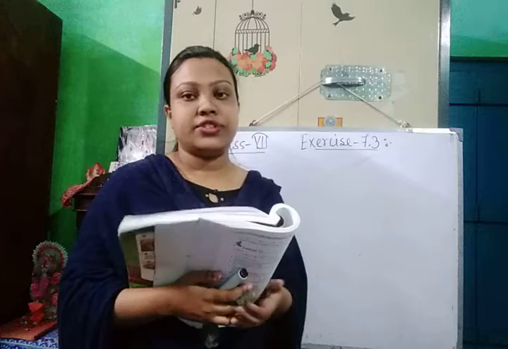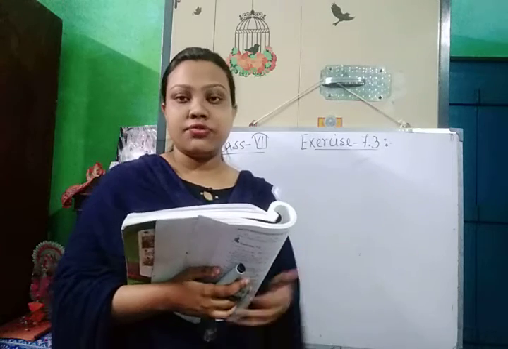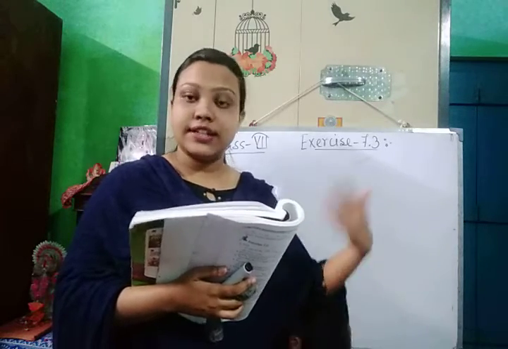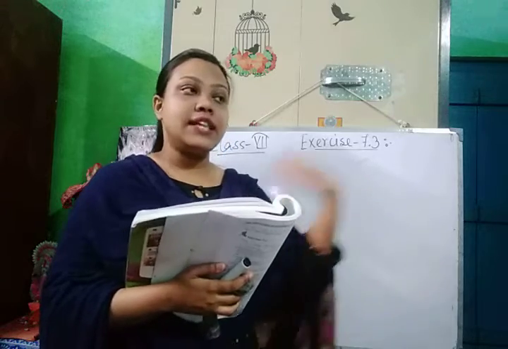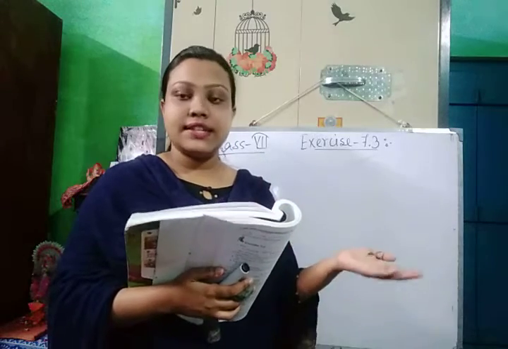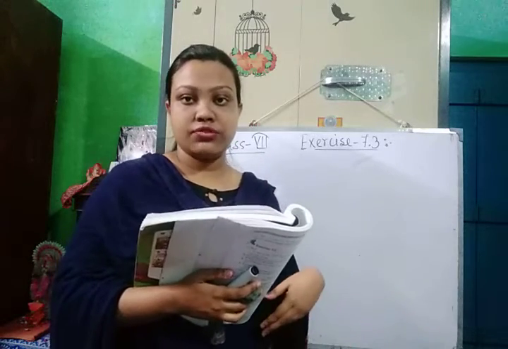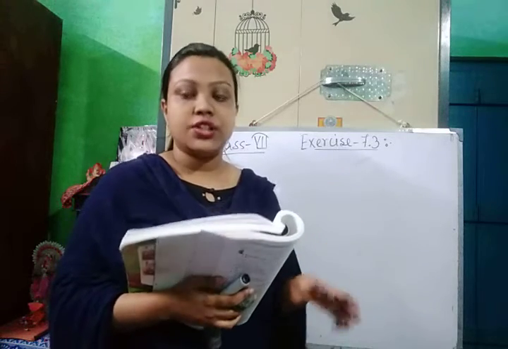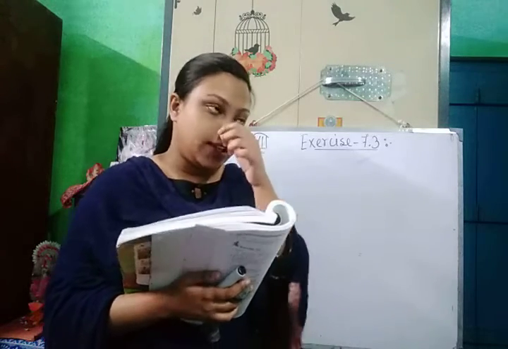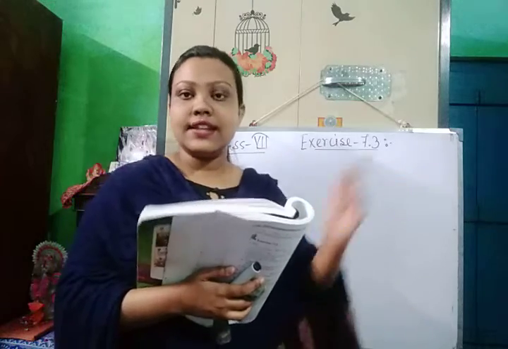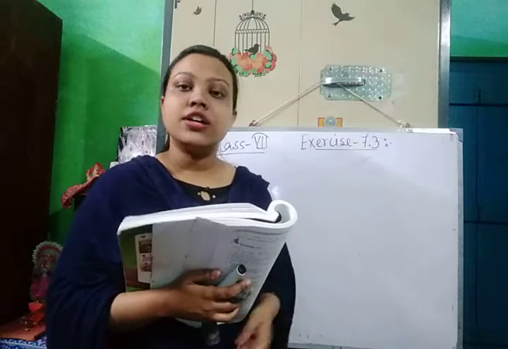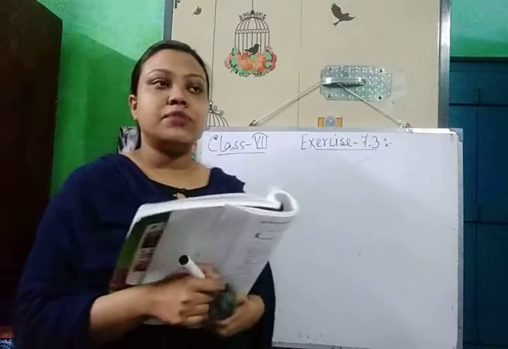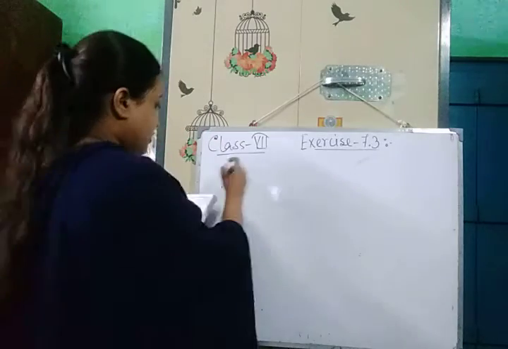We get a profit when the selling price of any object is greater than the cost price. When you sell something and the selling price is greater than the cost price of that material, then you gain a profit. And when the selling price is less than the cost price, then you have a loss. So how can we find out profit and how can we find out the loss?